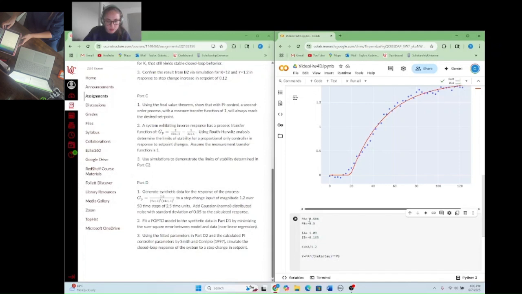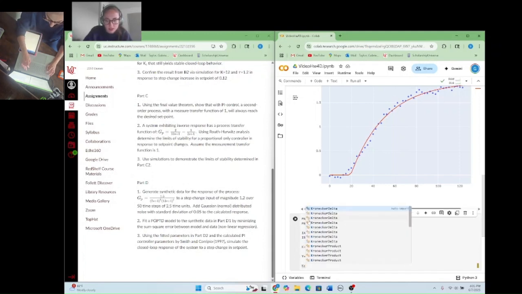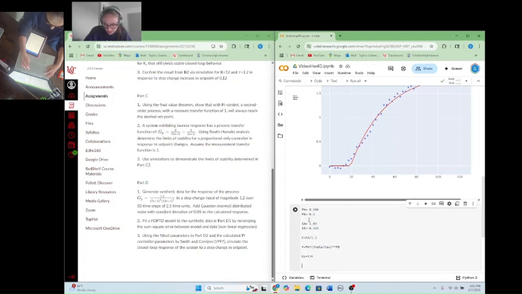And then another equation we were given was Kc is equal to Y divided by K. And then lastly, we have our tau I, which is equal to tau divided by our IA plus IB times our theta divided by our tau. Okay, that is it for this.